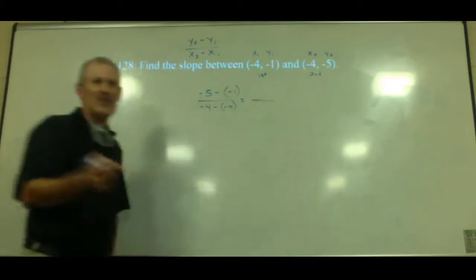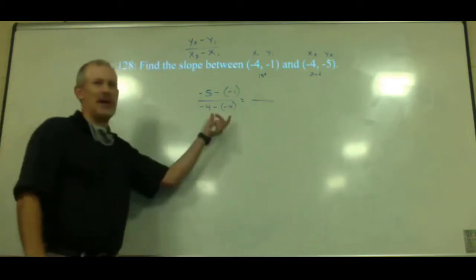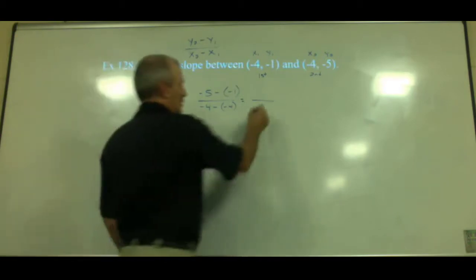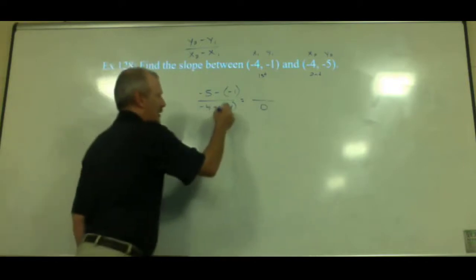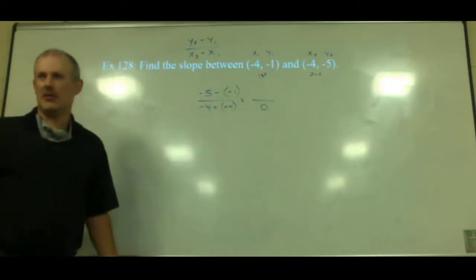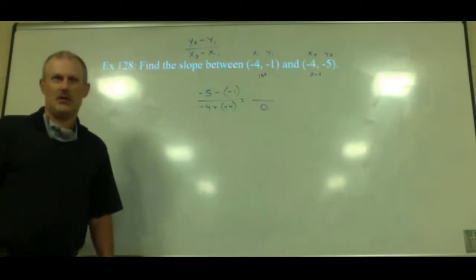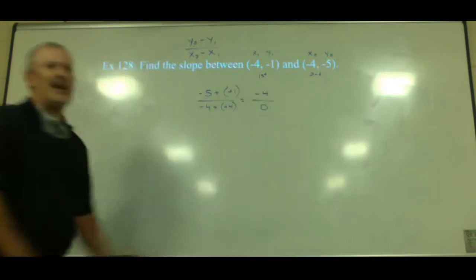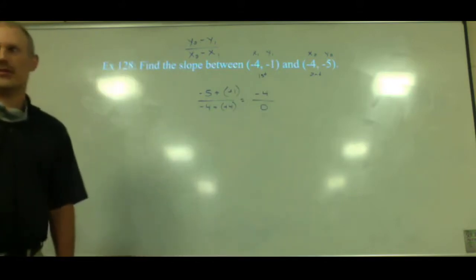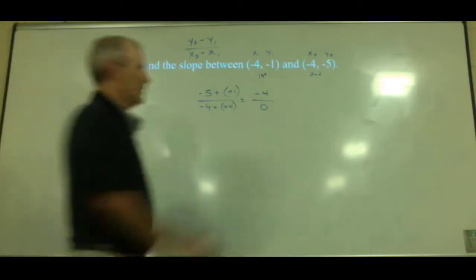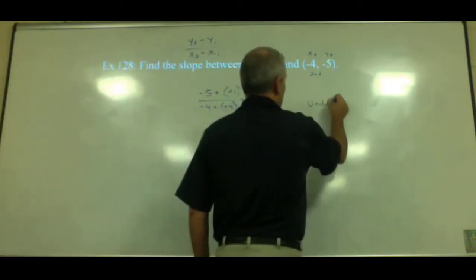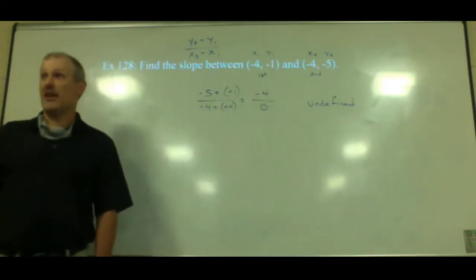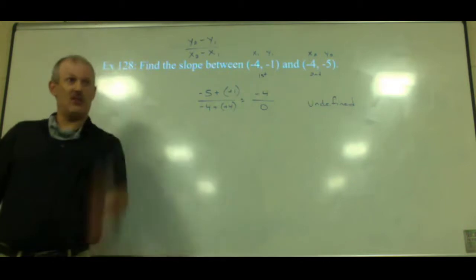Now, when that happens and those x's are the same, look at what happens to the bottom. What does that turn into? 0. Right? You're adding -4 plus 4, which turns into 0. Now, the top, I'll go ahead and do this. It's -4. But again, what happens when we try to do -4 divided by 0? Undefined. So this is undefined. Now, what does that mean about the line? It's a vertical line. Remember, all undefined slopes mean a vertical line.